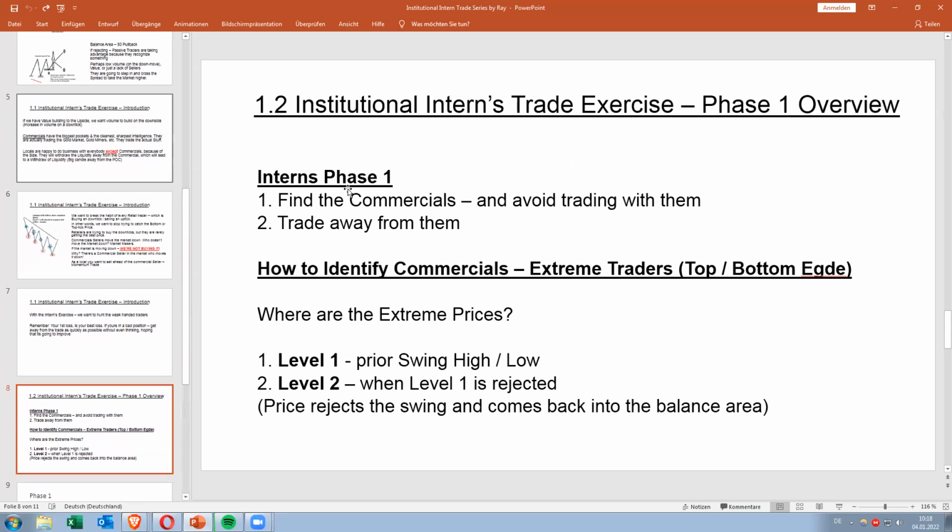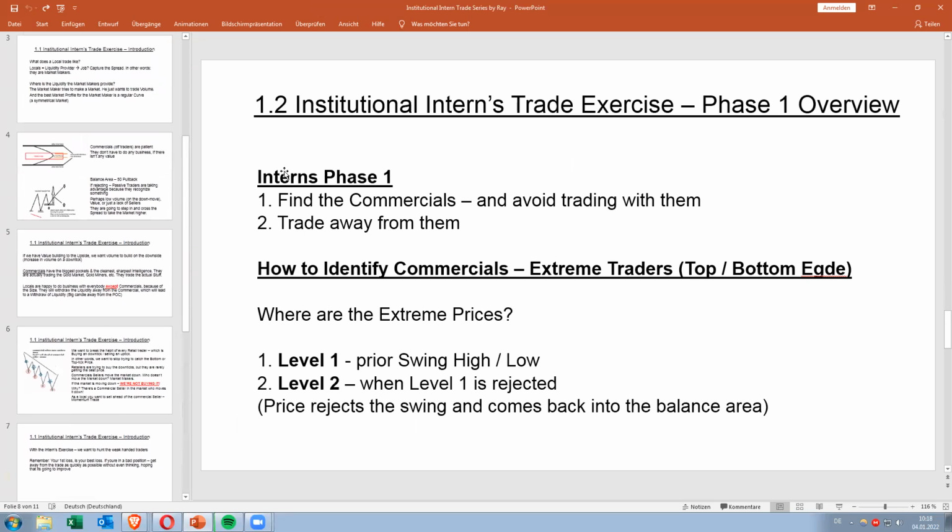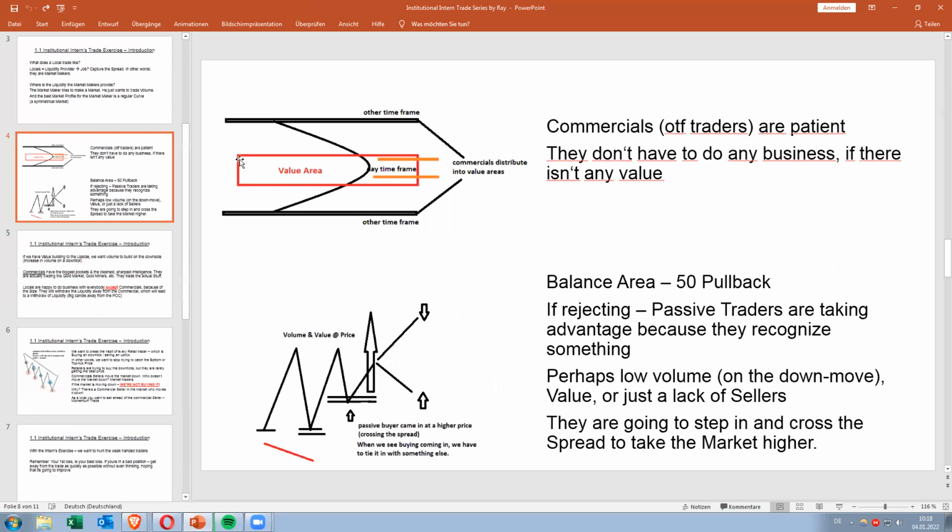You have to think about it like this. This is the value area, for most businesses the 50. This is 100 and this is 0. Commercials can wait. They're patient because they don't have to do any business if there isn't any value. If they see value at the bottom edge, they will buy it and distribute into fair value. The same goes for the sellers: if the sellers are selling at the 100, they will distribute into the 50. And this is where the 50 area comes into place.